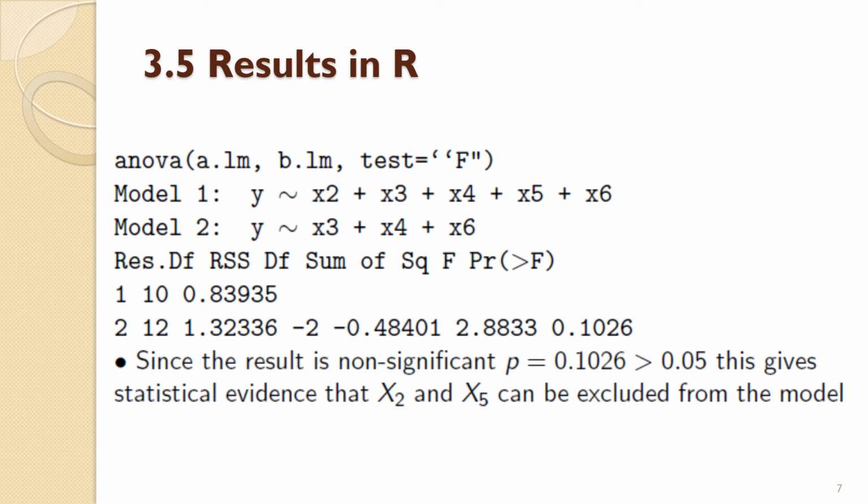Okay, so the extra sum of squares is just statistical terminology for information explained by the model. In this case, precisely because this p-value is bigger than 0.05, the information that x2 and x5 provide is no greater than could occur by chance. So you could reasonably exclude x2 and x5 from the model, because you've got no evidence that they provide a significant amount of information once the variables x3, x4 and x6 are included in the model.